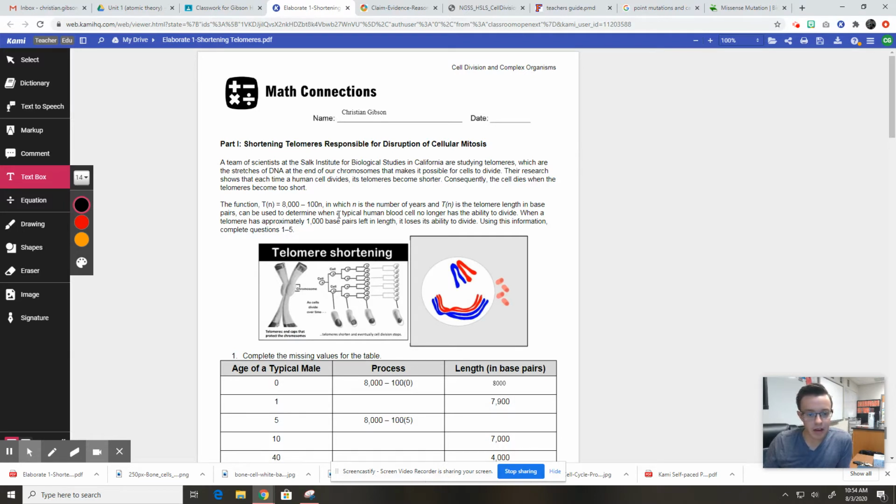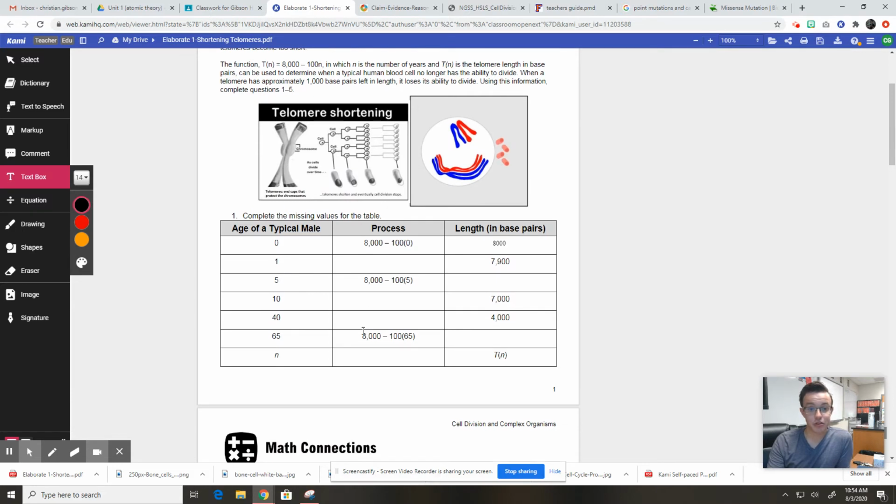So yes, the function T of n is the telomere length in base pairs, which can be used to determine when a typical human blood cell is no longer able to divide. When a telomere has approximately 1,000 base pairs left in length, it loses its ability to divide. Cells can't divide anymore. So using that info, let's just answer 1 through 5.